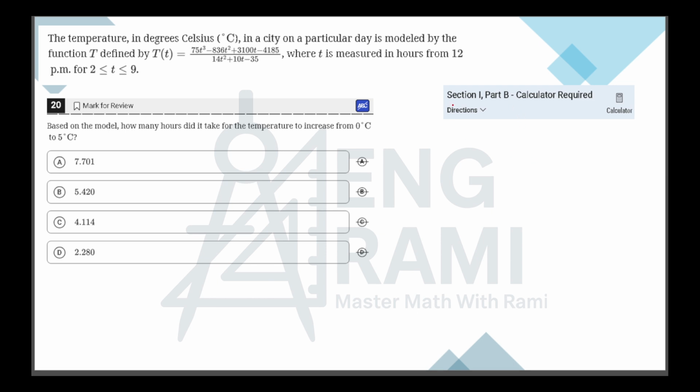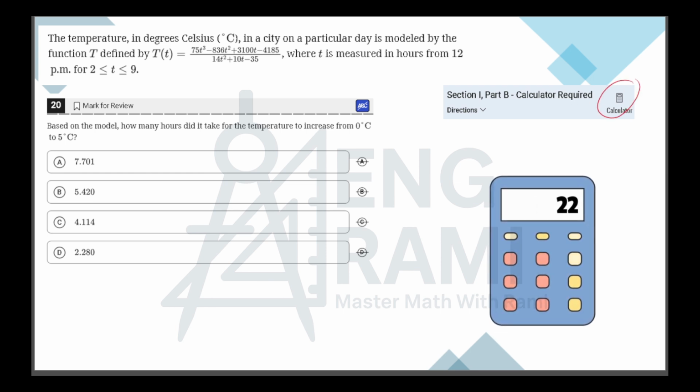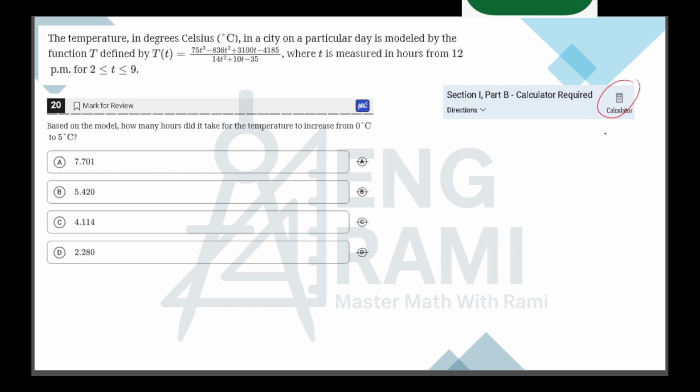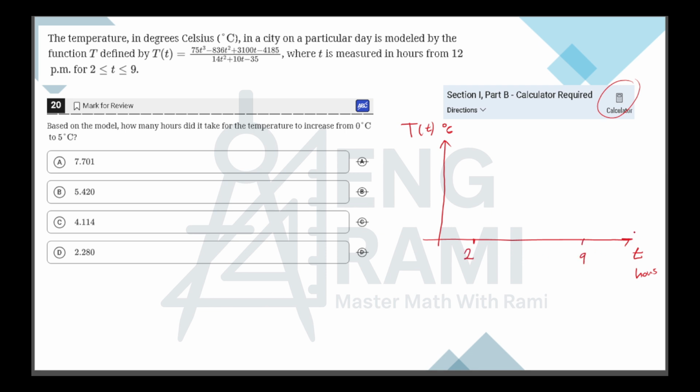Don't forget that this question is in section 1, part B, calculator required. So we can use our calculator, the graphing calculator, Desmos. Before going there, as you can see here, we have a graph. This is the x-axis, which is t small in hours, and the y-axis, which is T of t in Celsius degrees. We have to know that t is between 2 and 9, so the rest is not in our solutions.